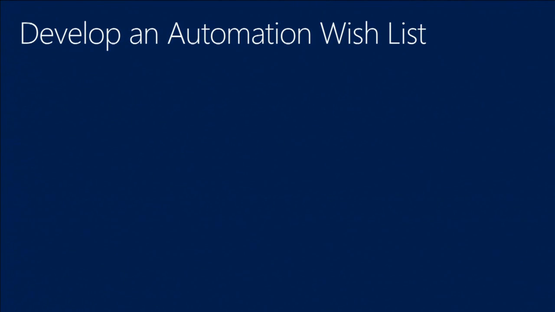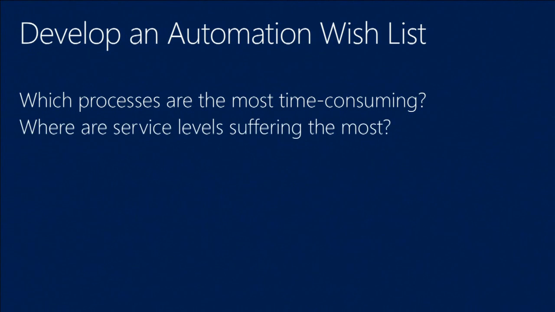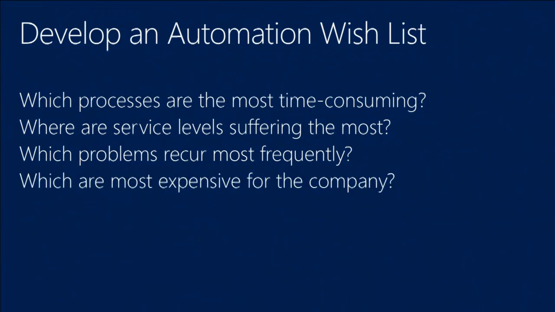So a good place to start is just to write down a list of all of the processes that you think you might like to automate. What do you have out there that's time-consuming? Where are service levels suffering in your environment? Where are people waiting for resources? What problems do you see most frequently? If we have a website that's going down 4 times a day, that's frequent, right? We want to think about those areas where we're seeing something that's happening frequently.